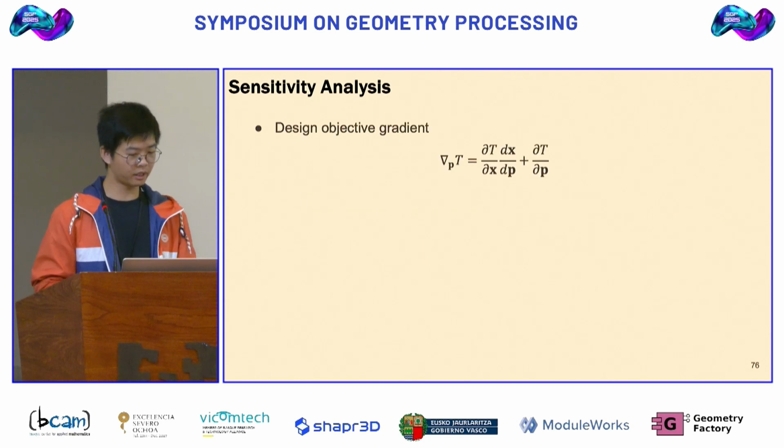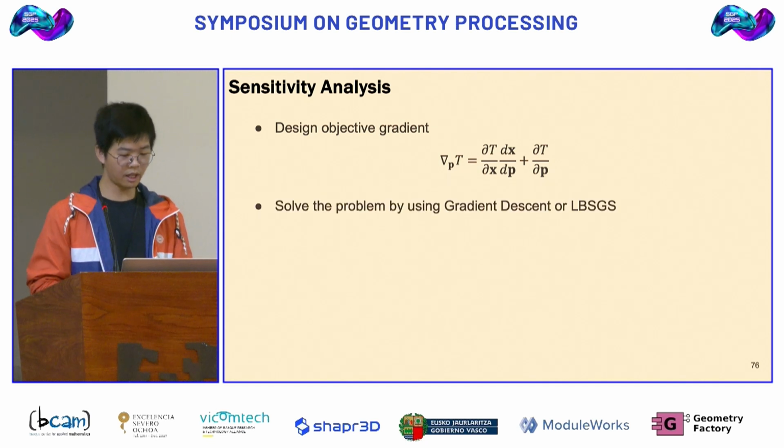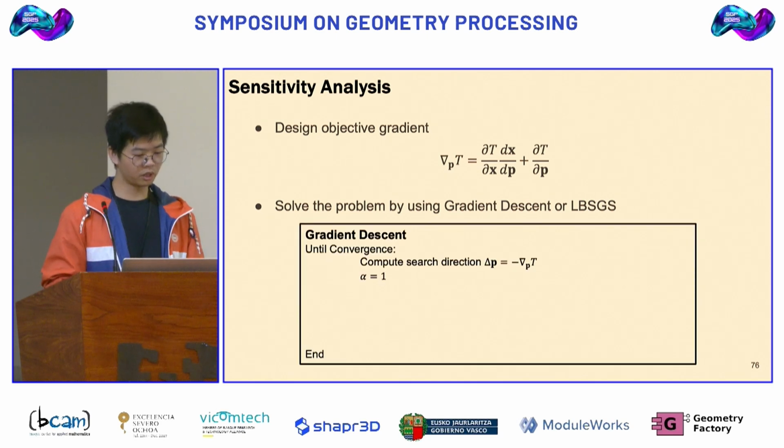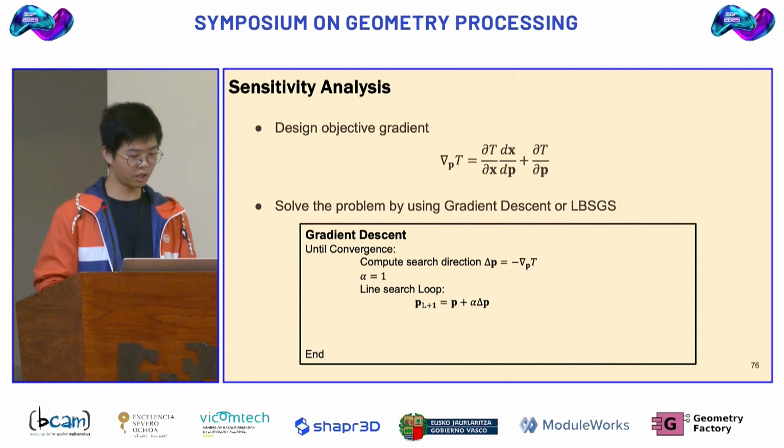So we finally can get the design objective gradient, and we can solve this problem by using gradient descent or LBFGS. Here I use gradient descent as an example. We first compute the search direction, which is the negative of the design objective gradient. For the line search, we first update the design parameters P, and then with the new design parameters, we do the simulation to get the corresponding static equilibrium X. Then we can evaluate the objective function. If it's smaller than the previous objective, then we can go to the next iteration.